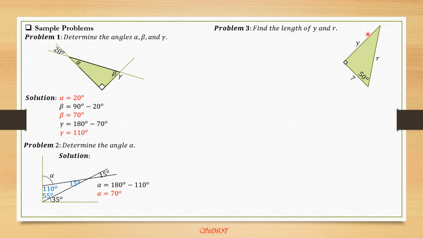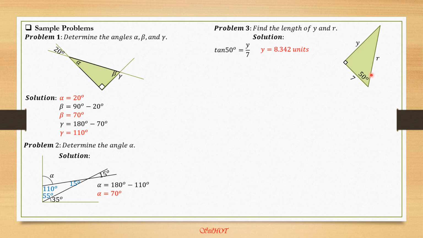So this is the given right triangle. Since this is a right triangle, for y we use tangent of 50, which is opposite y over adjacent 7. So tangent 50 degrees equals opposite y over 7. So y is 7 tangent 50. Using your calculator, 8.342 units.